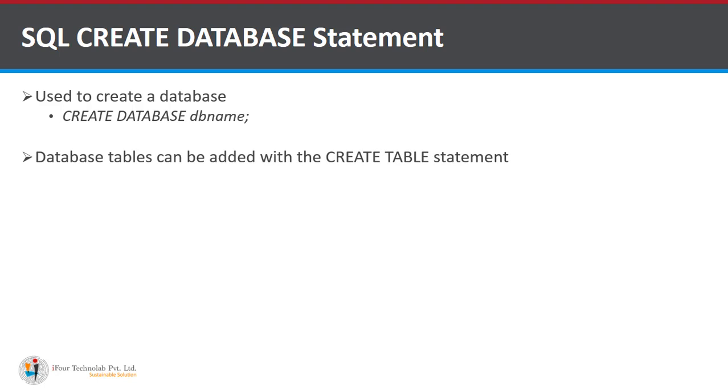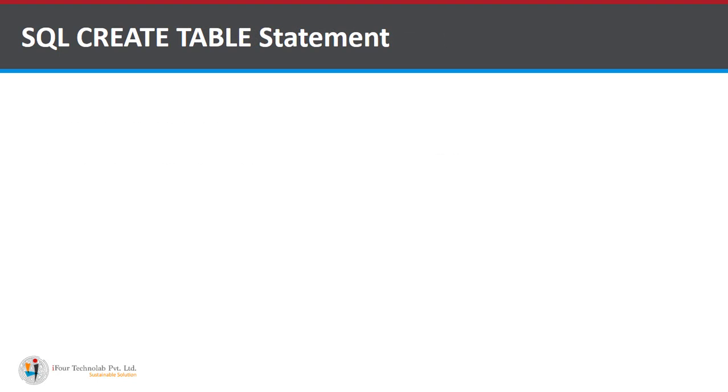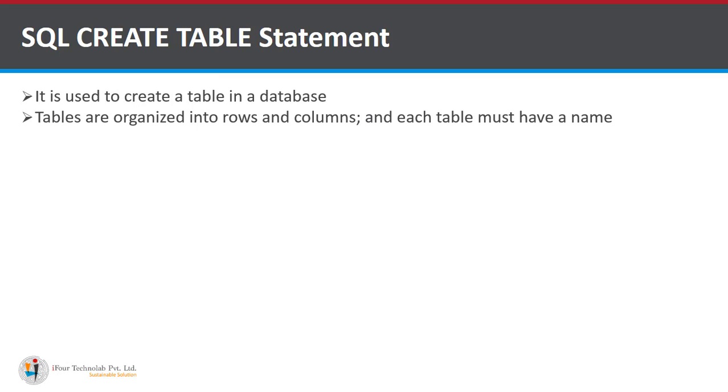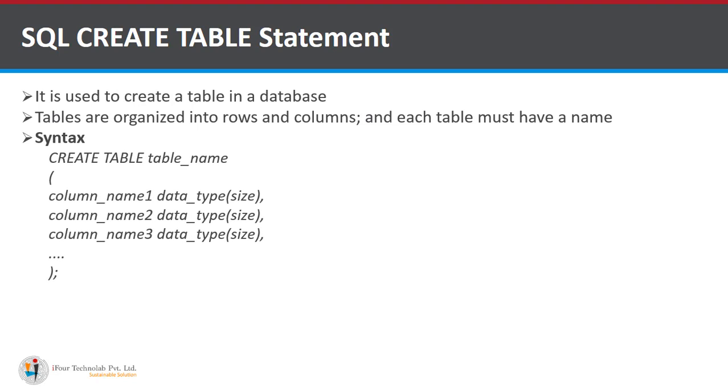Database tables can be added with a create table statement. Now let's look in detail at creating a database table. It is used to create a table in a database. Tables are organized into rows and columns, and each table must have a name, which we already learned in our previous session. Here we have an example of a table creation query where we can specify columns, data types, and their sizes. You can see the syntax here is create table, table name, column name 1, data type and its size. Similarly, you specify the number of columns you want with their column names, then their data type, and then their size.